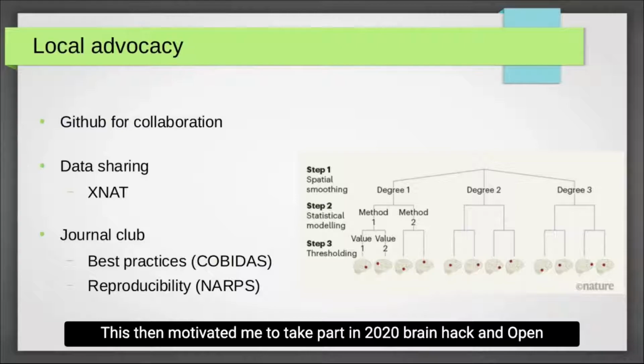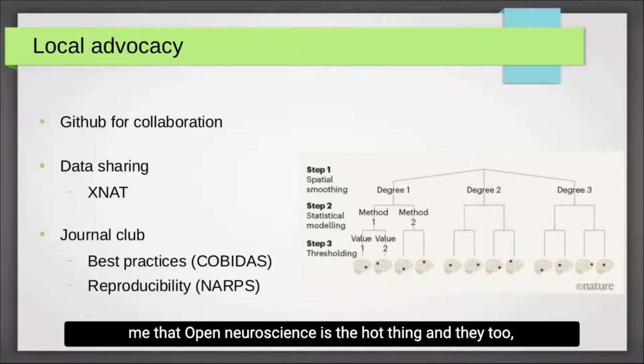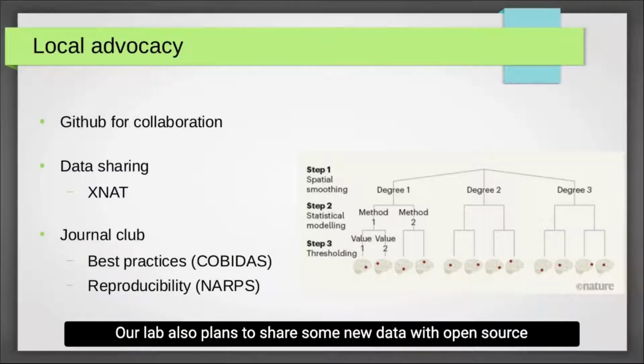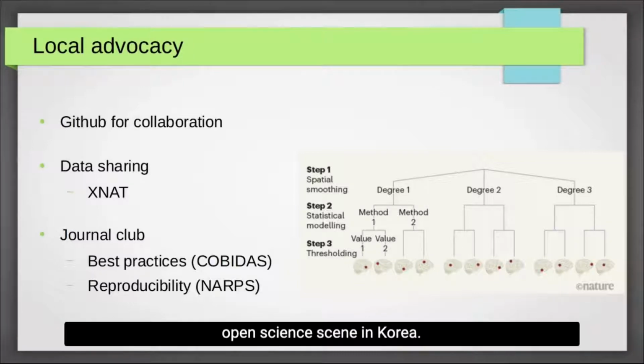This then motivated me to take part in 2020 BrainHack and Open Science Room, and now I'm trying to convince people around me that neuroscience is the hot thing and they too should adopt the practices. For example, collaborating through GitHub rather than emails and Kakao. Our lab also plans to share some new data with open source software like XNAT soon. Finally, I've highlighted the growing recognition of the reproducibility crisis through journal clubs. Though small, I hope my actions will help the growing open science scene in Korea.